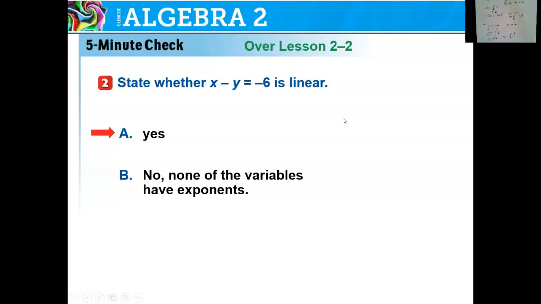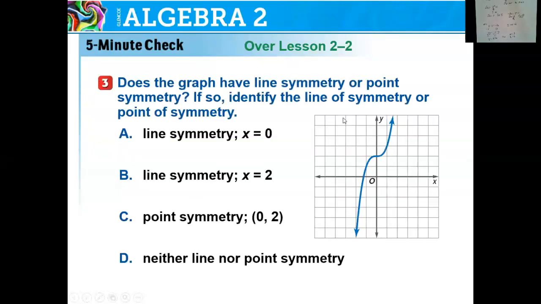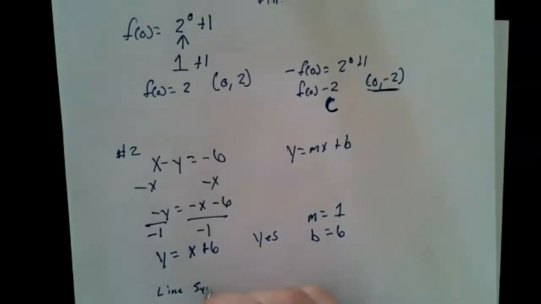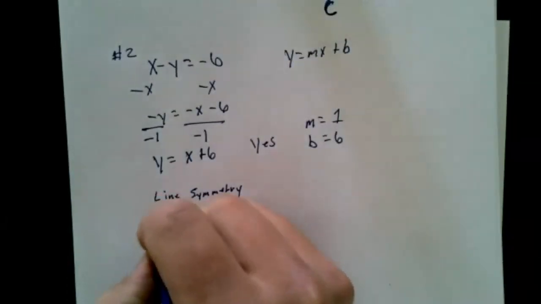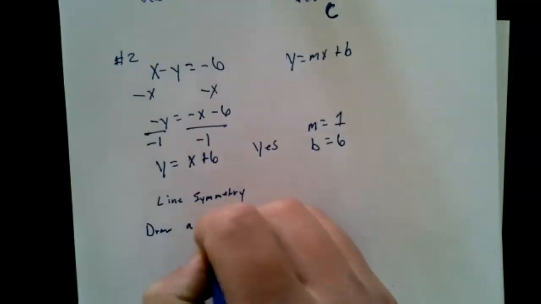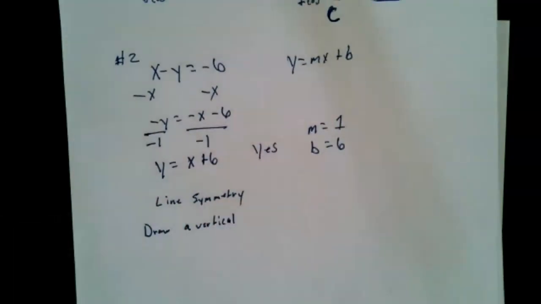Okay, awesome. All right, looking at number 3, it says, does the graph have line symmetry or point symmetry? If so, identify the line of symmetry or the point of symmetry. The key thing to remember is that for line symmetry, we draw a vertical line that divides the graph into a left half and a right half.